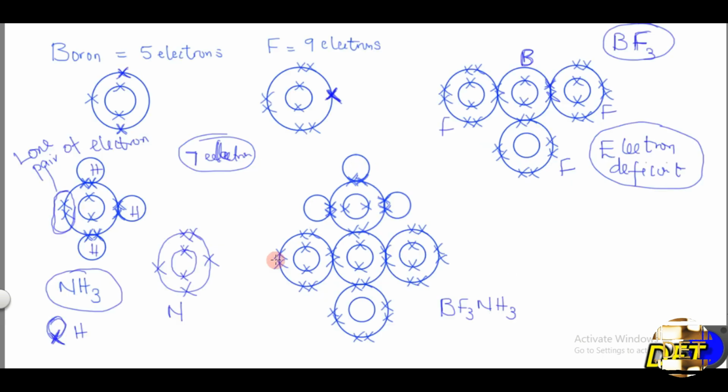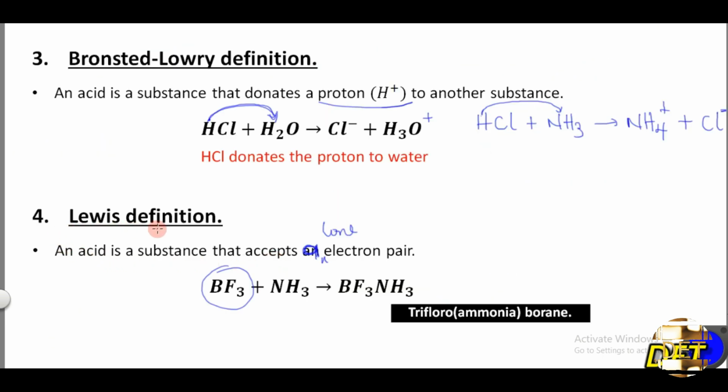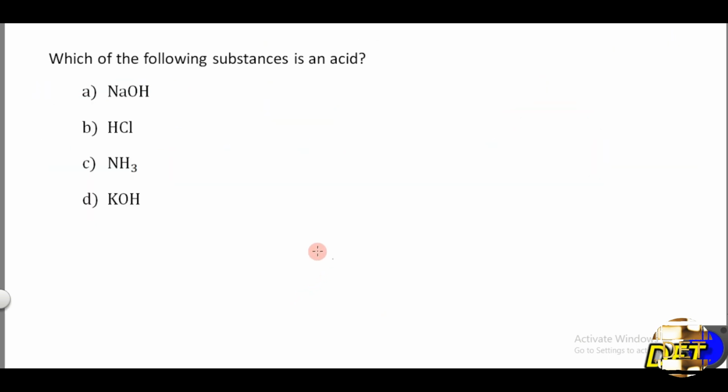So the Lewis definition of an acid: an acid is a substance that accepts a lone pair of what? Of electron, and this is just an illustration, a chemical equation that illustrates it. So having known that, let's look at this question. Which of the following substance is an acid?